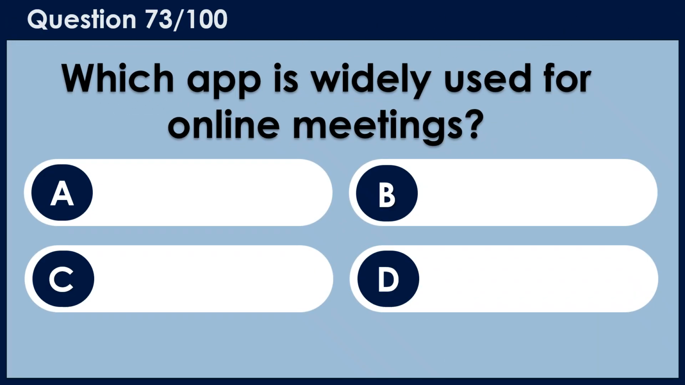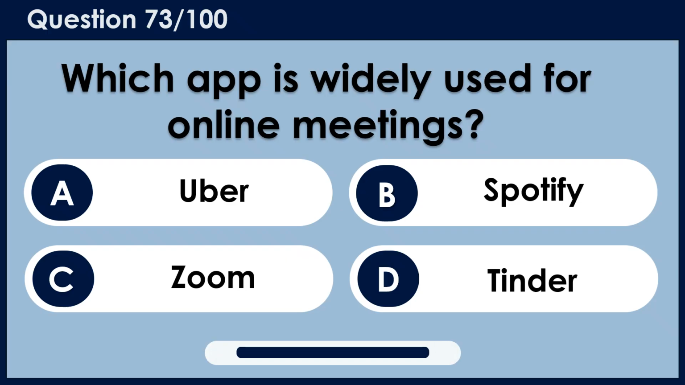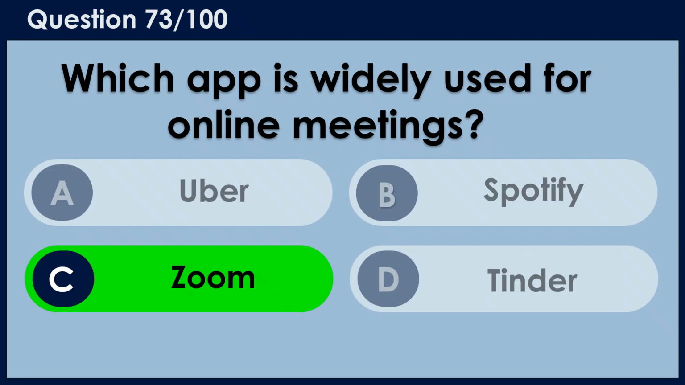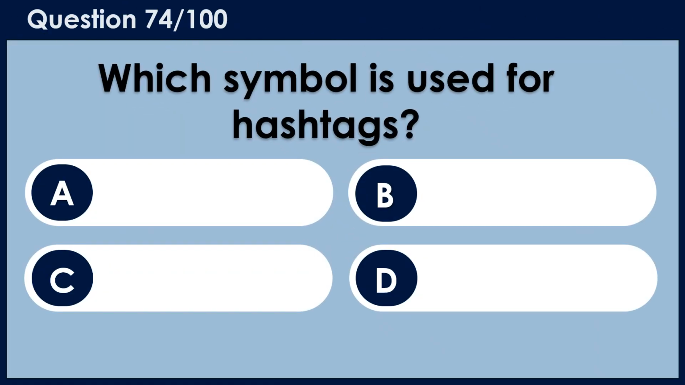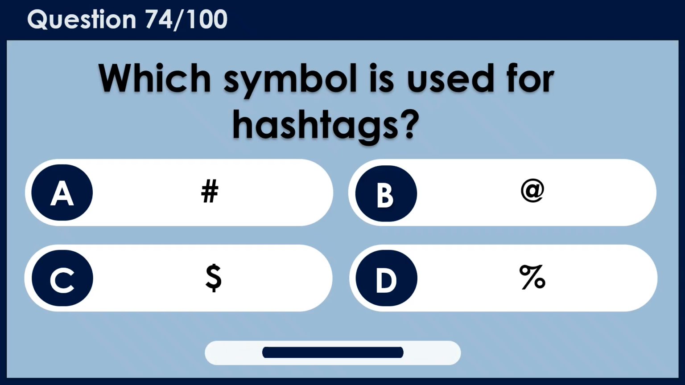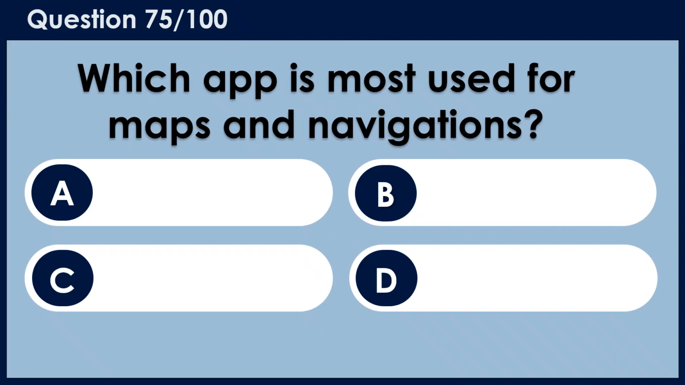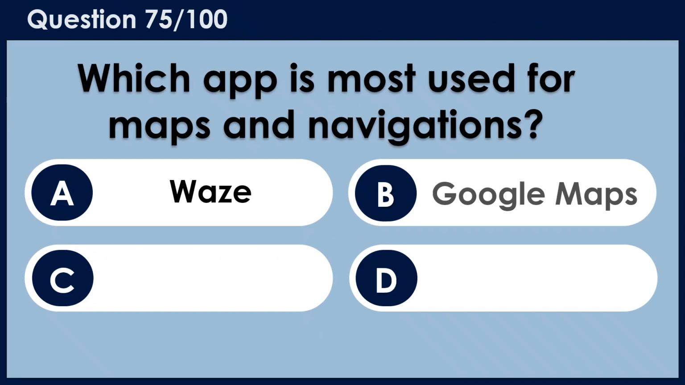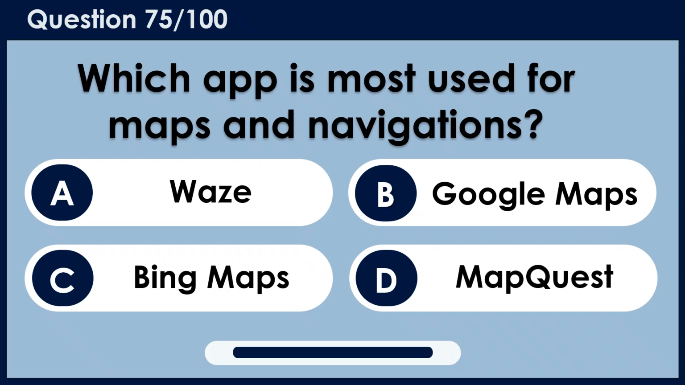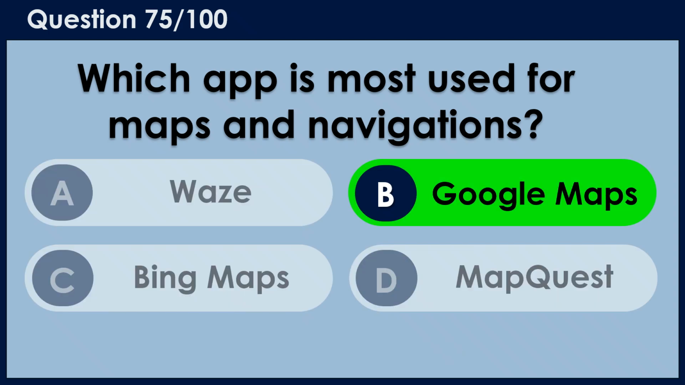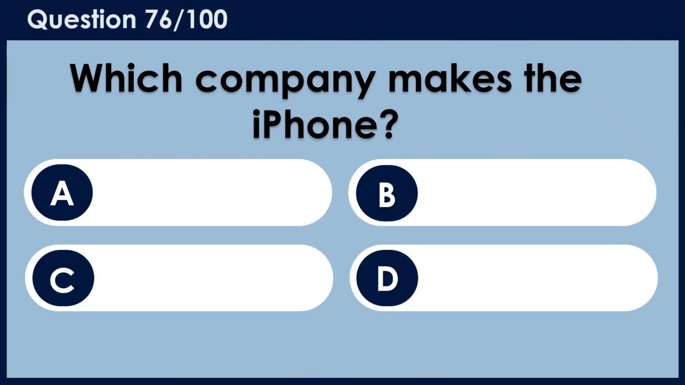Diabetes. Which app is widely used for online meetings? Zoom. Which symbol is used for hashtags? Option A. Which app is most used for maps and navigations? Google Maps. Which company makes the iPhone?